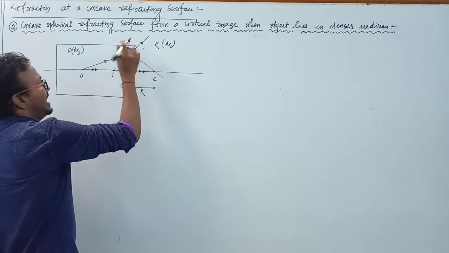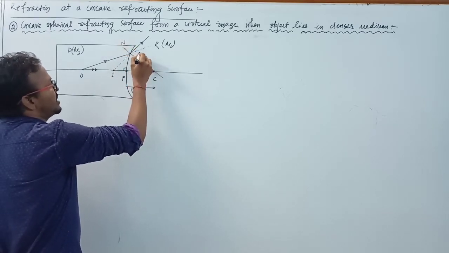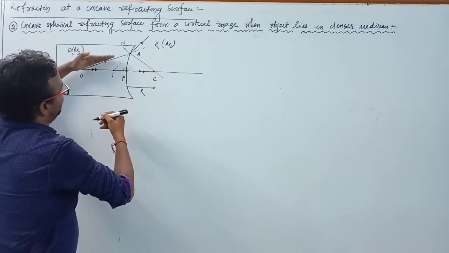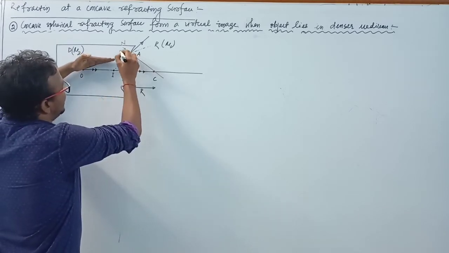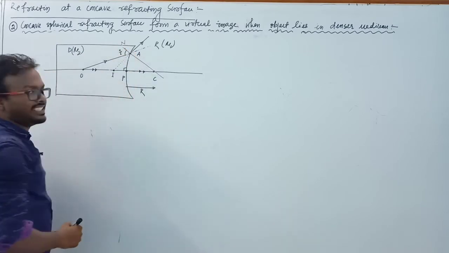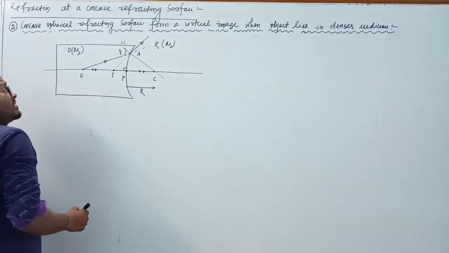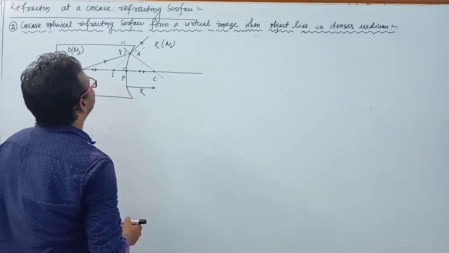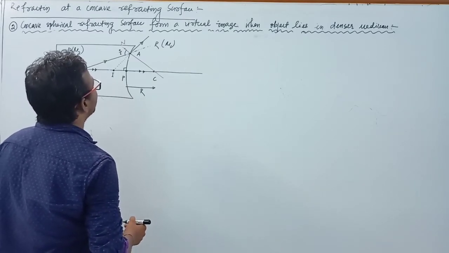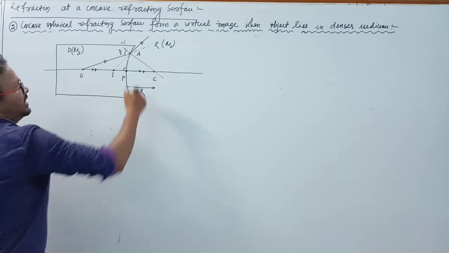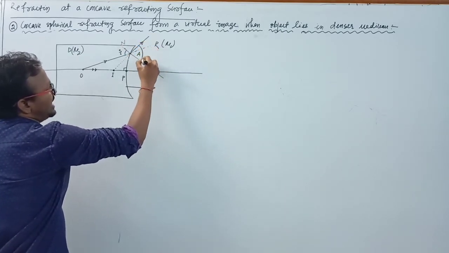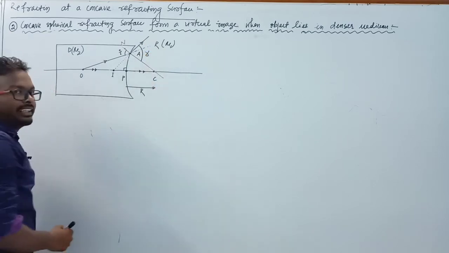So at this point A, the angle made by the incident ray and the normal is known as the angle of incidence. Similarly, the angle made by the normal and the refracted ray is known as the angle of refraction.